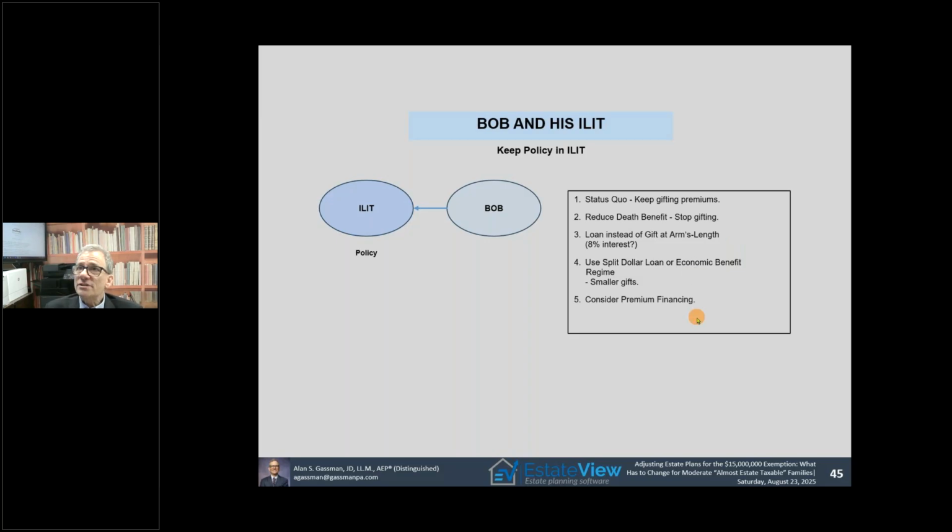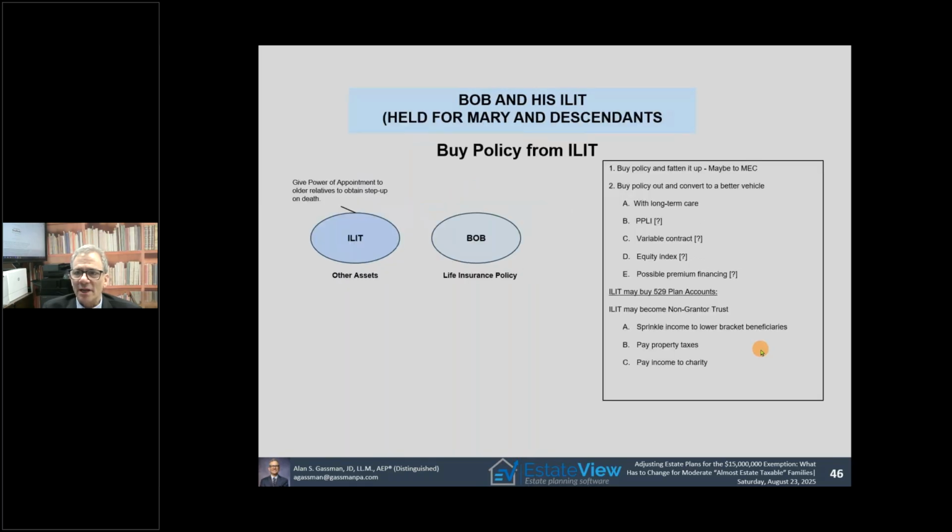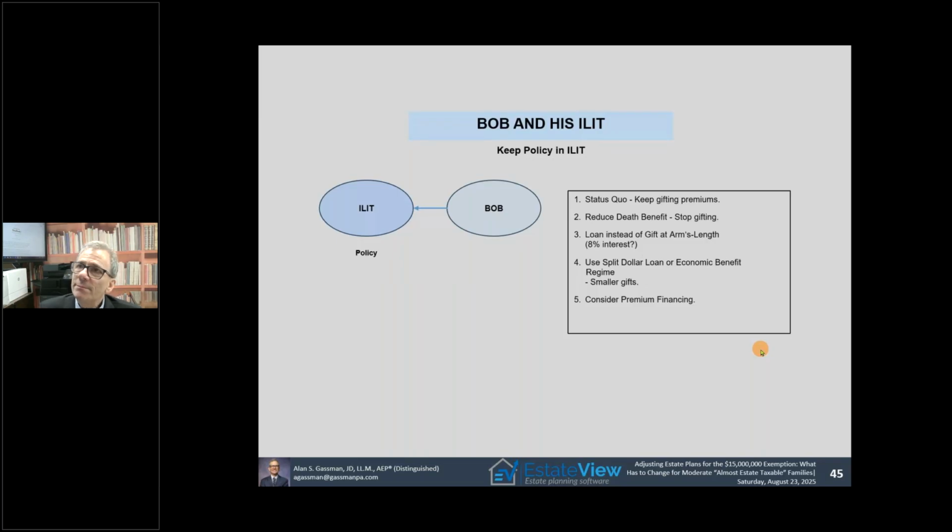And then fifth, there's something kind of fancy called premium financing, where a third party, such as Northern Trust, has a large premium lending operation. And maybe they'll loan you the money to pay the premiums and take the policy as collateral. And if the policy rates of return exceed the interest rate charged by them, you're in good shape. If not, then not so much. So that's if you keep the policy in the ILET.